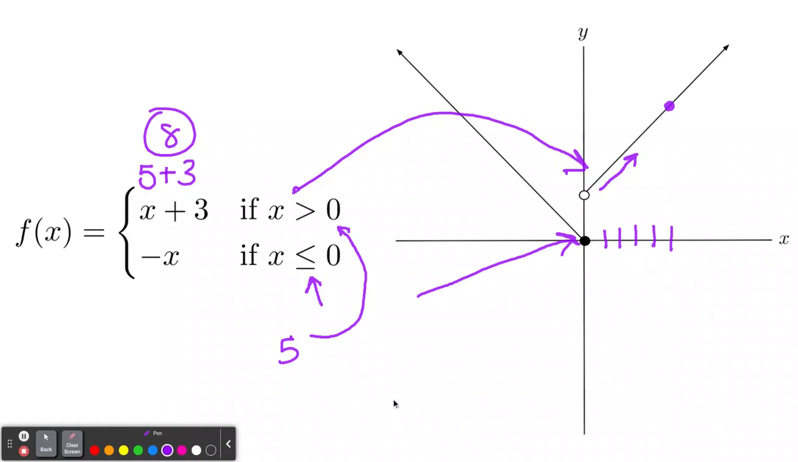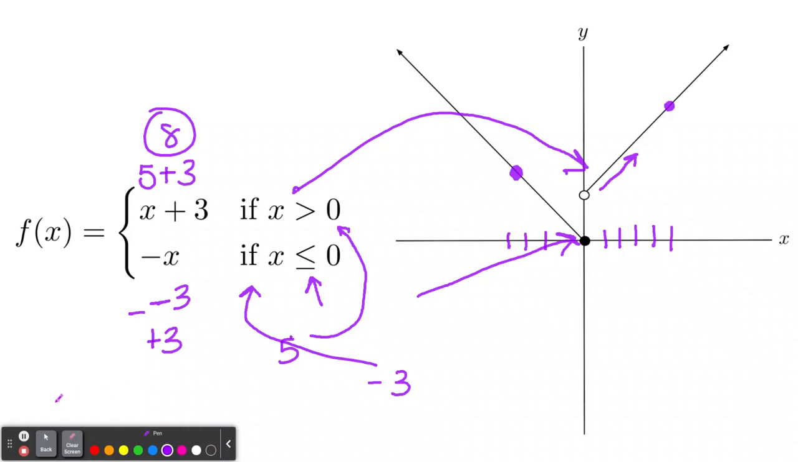And let's say you had negative 3. Well, where would negative 3 fit? Well, negative 3 is not greater than 0, so you have to use this equation. And it says negative 3, so it'll be negative 3, which is just a positive 3. So at negative 3, let's say it's over here, you'll use 3.